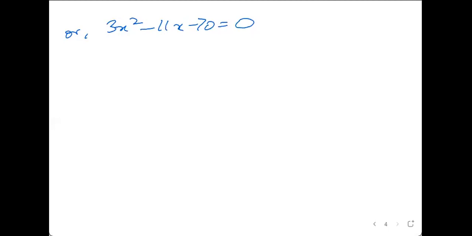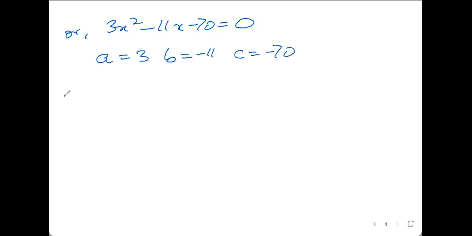How do we factorize? Now it is in the form ax square plus bx plus c equals 0, where a equals 3, b equals minus 11, and c equals minus 70. We have to split this middle term minus 11 into two parts, such that the sum is minus 11 and the product is, how much should be the product? Do you remember the factorization method? a equals 3, b equals minus 11, c equals minus 70.